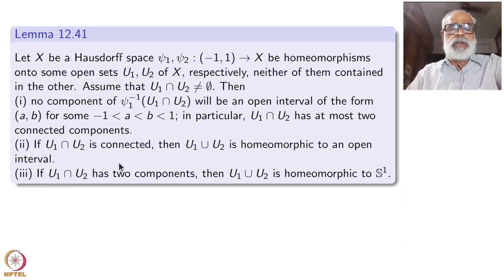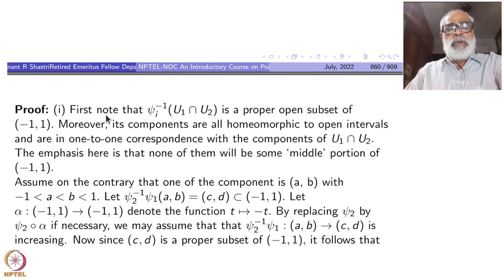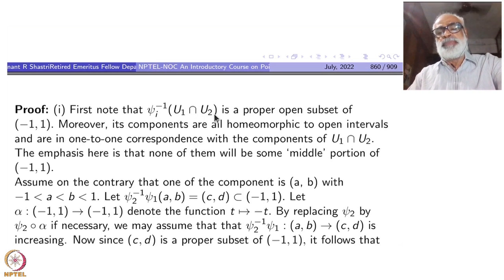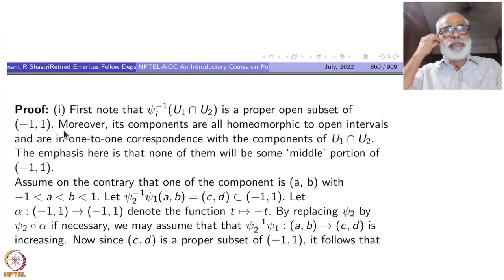I have just elaborately told you how this comes. You have already seen it, but let us see. Indeed, the argument for this is already used, so I will again elaborate on it. First of all, note that psi i inverse of U1 intersection U2 is a proper open subset of (-1, 1). It cannot be the whole space because neither U1 nor U2 is contained in the other. So U1 intersection U2 cannot be the whole of U1, and similarly cannot be all of U2. Moreover, its components are all homeomorphic to open intervals, and they are in one-one correspondence with the components of U1 intersection U2, because the psi i's are homeomorphisms.